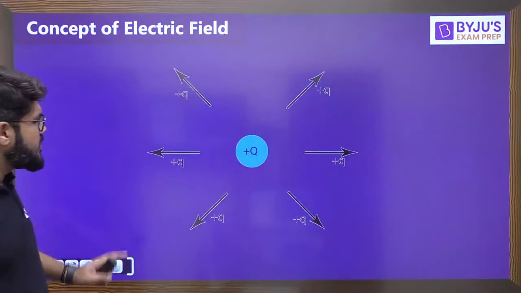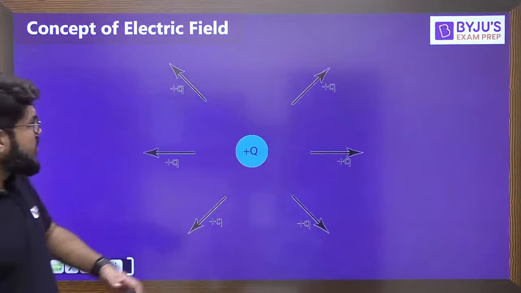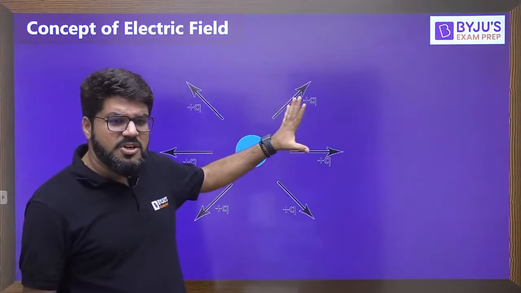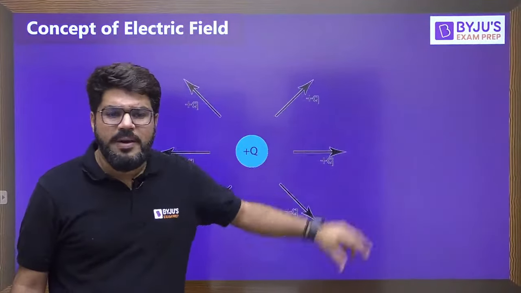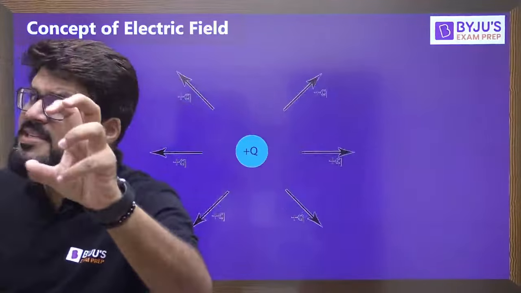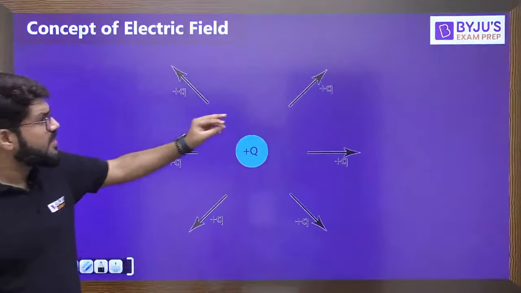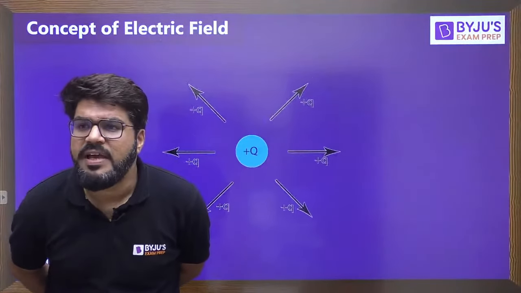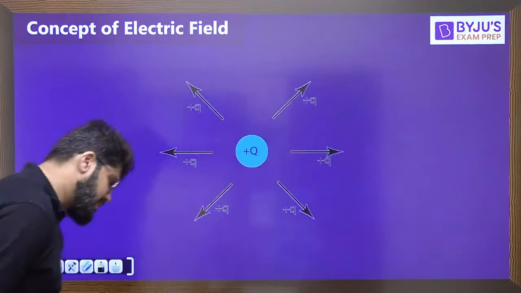Let's have a look at this animation. Something like this. If this is the plus Q charge, the direction of the electric field is away from it, because we have assumed the test charge also positive and like charges repel each other. Due to that concept, this is the direction of the electric field lines, which is radially away.